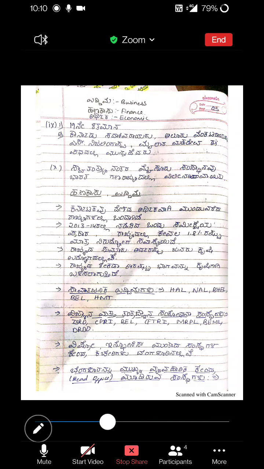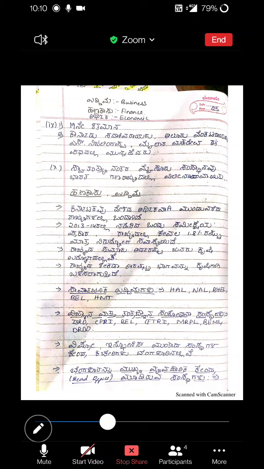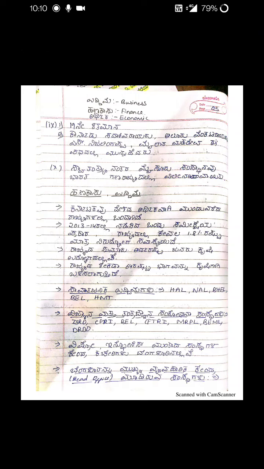So after independence, Karnataka was stated as Mysore state. This is the historical aspect of Karnataka. The first main concept, it is the lengthiest concept in this unit. It talks about kings, their dynasties and their famous sculptures, etc.